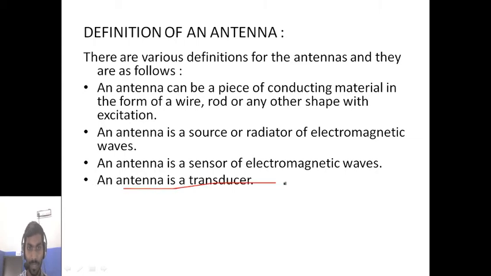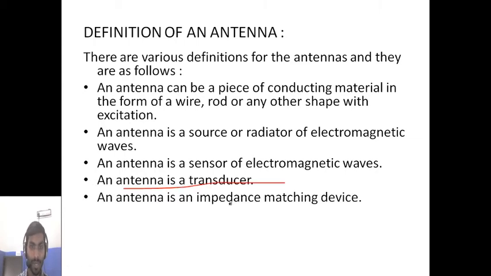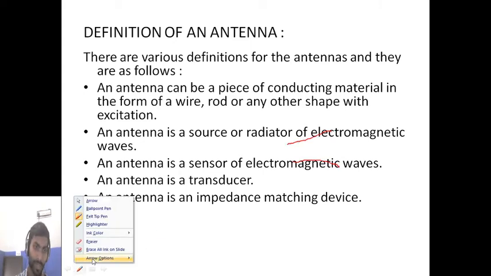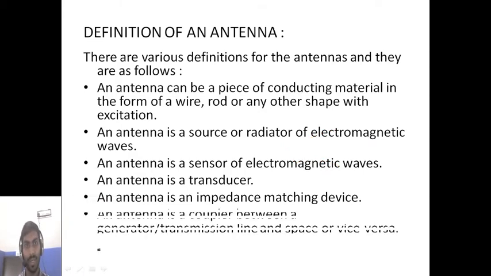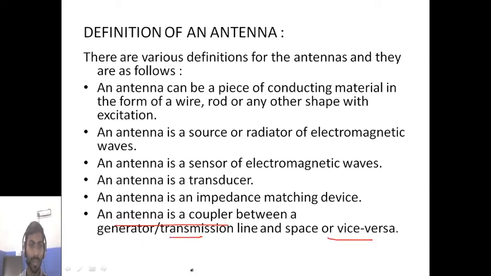Then finally, what I said: an antenna is a transducer. An antenna is an impedance matching device. That is what I have said in the previous line. You can go backward and see that what I have said is that impedance should be matched. We will see how the impedance matching happens later. An antenna is a coupler between the generator or transmission line and the space, or vice versa.